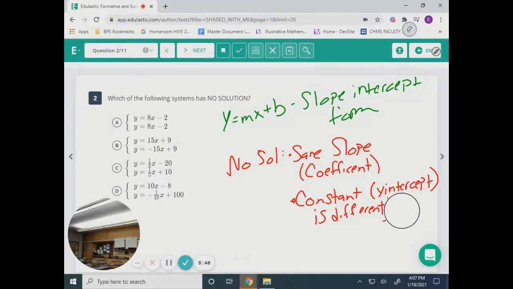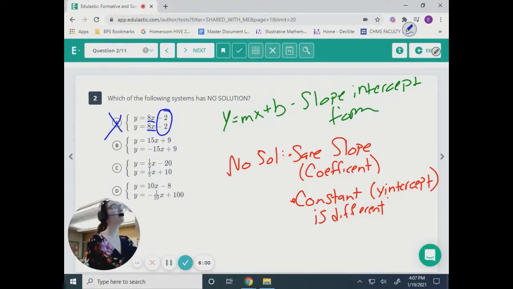Okay, so that's what we're looking for when we're looking at these equations: you're looking for the same slope, different constants. So if I look at this guy here, I have the same slope, check, but I also have the same constants. That is not going to be my guy.